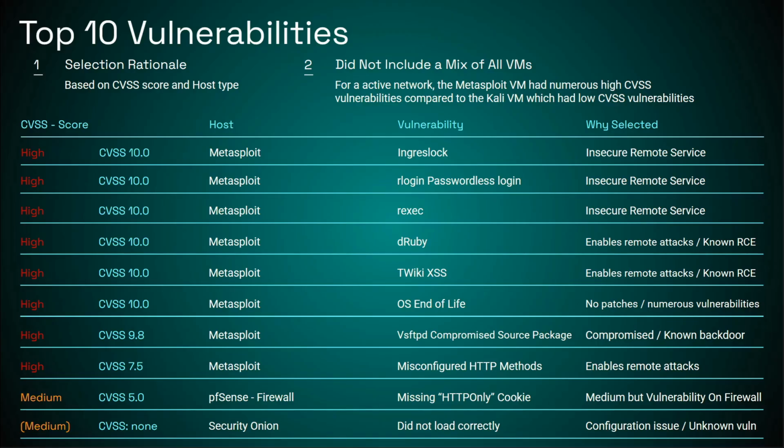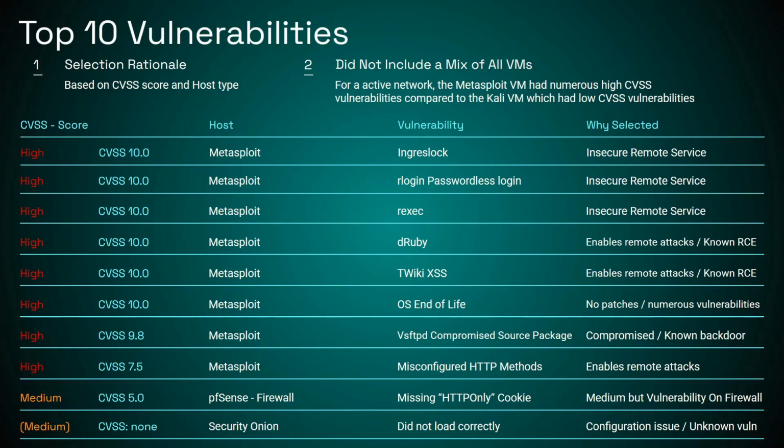The Metasploitable web server itself had 22 high, 40 medium, and 6 low. We included the pfSense firewall and Security Onion because the pfSense firewall is the first line of defense in depth, and Security Onion failed to configure correctly and did not install correctly, leaving us with an unknown number of vulnerabilities. That rounds out our top 10 list. Now I'm going to hand it off to Ben to start the discussion on the high CVSS scores.